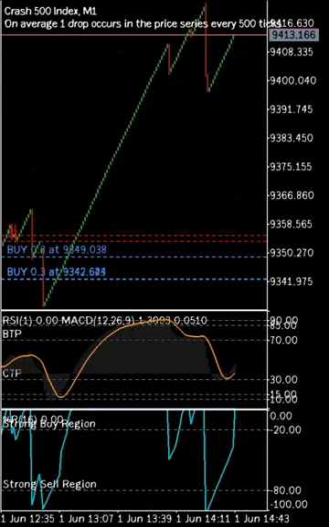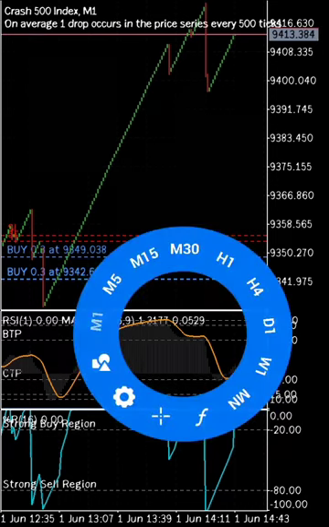This is Perfect Forex, and today I'll be showing you guys a new strategy for trading the Crash 500, Boom 500, the Crash 1000 and Boom 1000 index. Quickly, without wasting much time, let's get on to my settings.